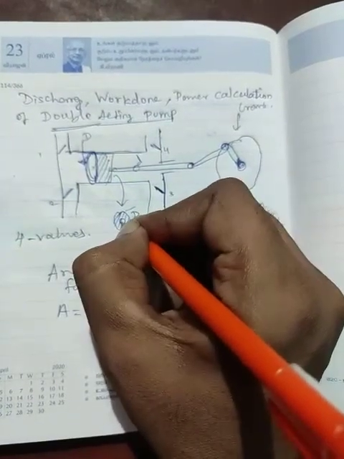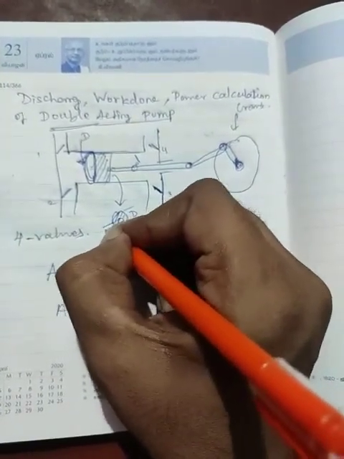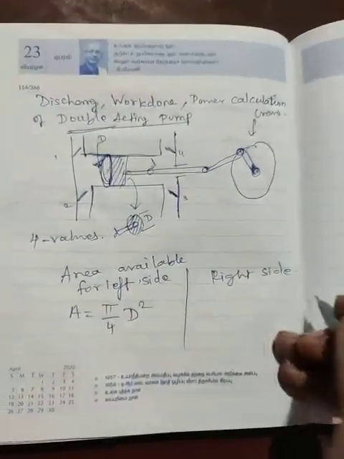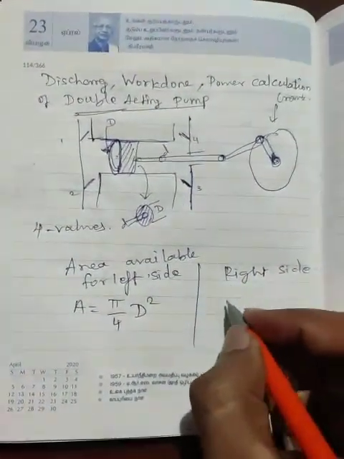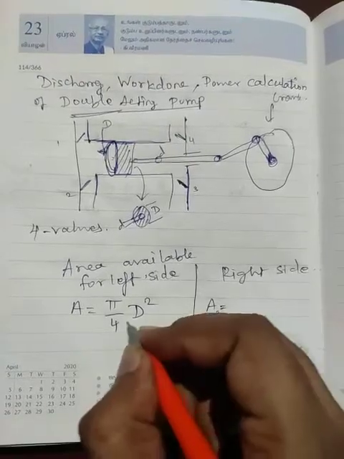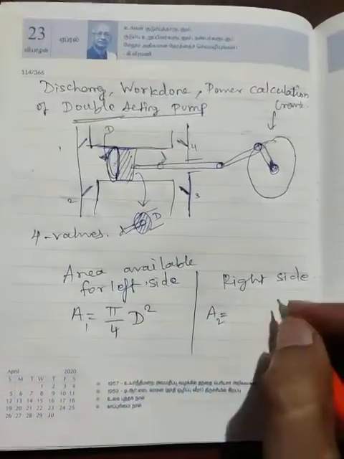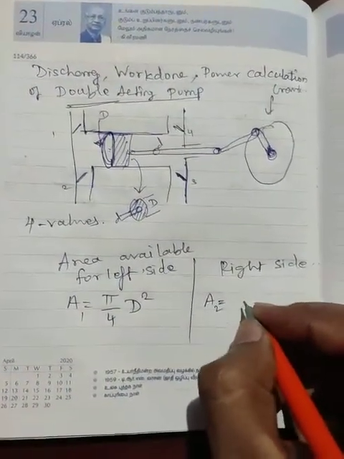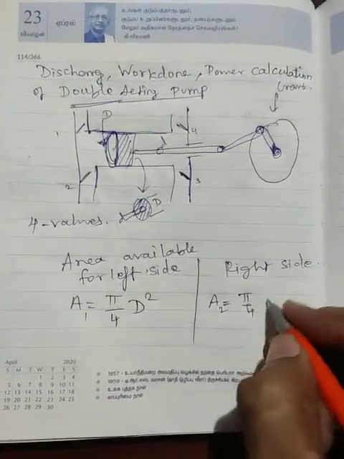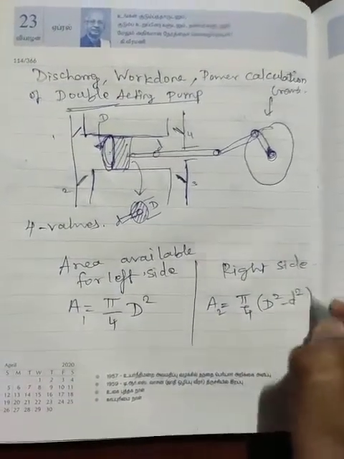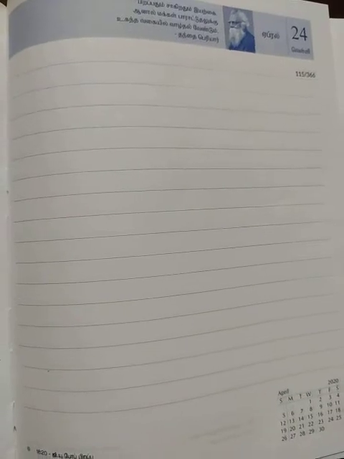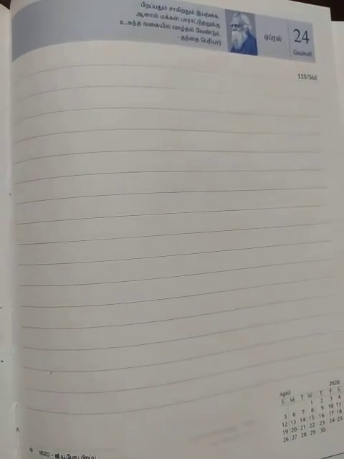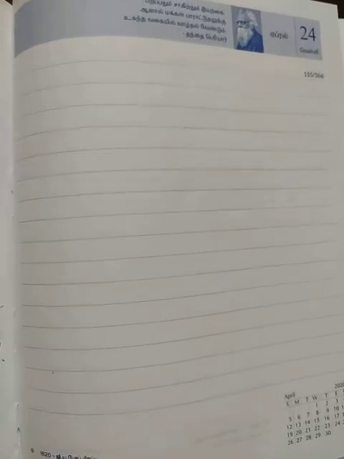We have a larger diameter as capital D and a smaller diameter as small d. This small diameter is left over, so we have the remaining area pi by 4 capital D square minus pi by 4 small d square. That is the area available on the right hand side. We give the terms A1 and A2 for the left hand side and the right hand side. So A2 is pi by 4 into capital D square minus small d square. These are the areas available.